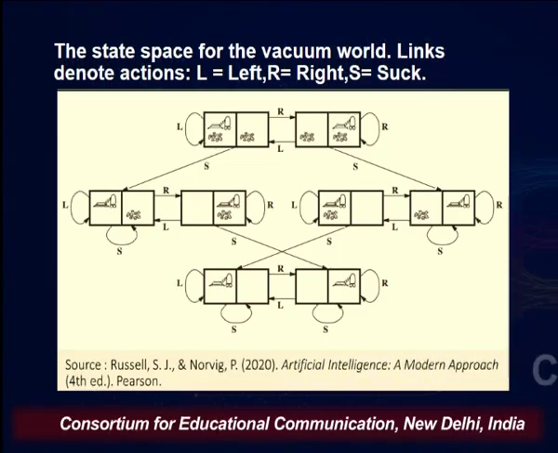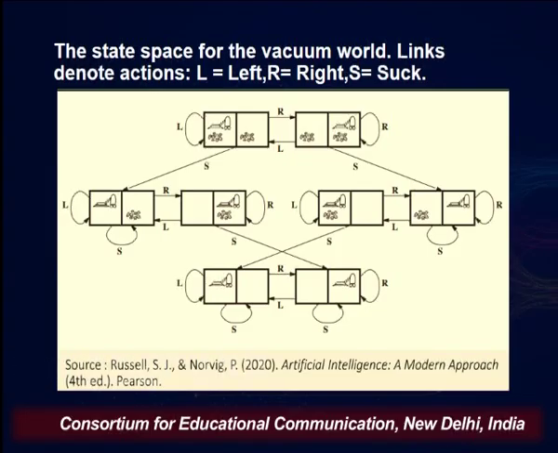If it takes R, it will transit to the B corner. At the B corner, if it takes R, it will stay in the same corner, and if it takes an action of L, it will come back to A. This is what is actually being shown here.